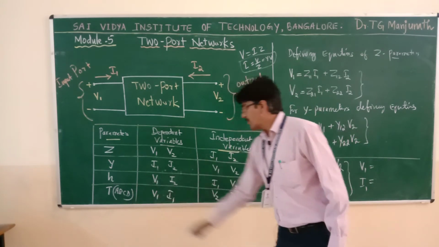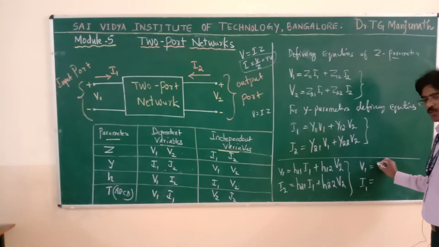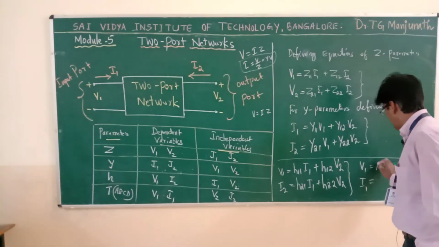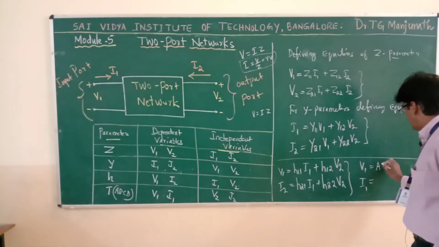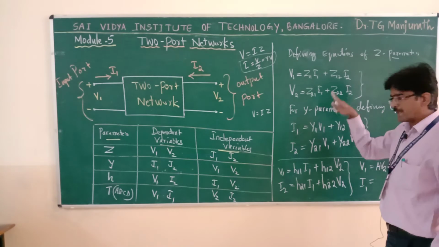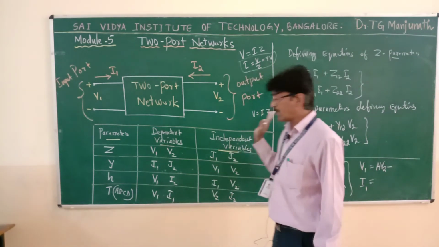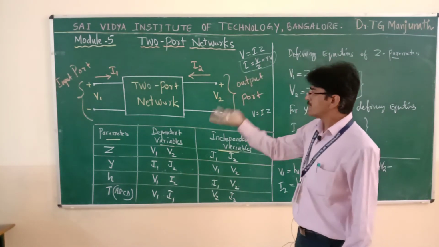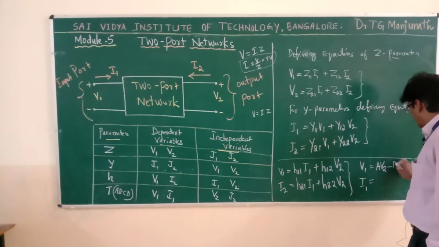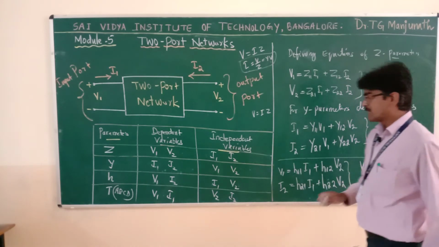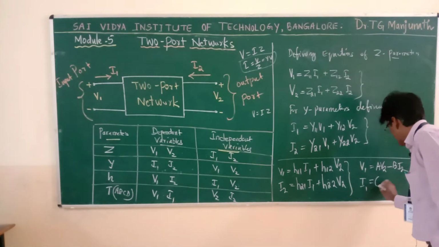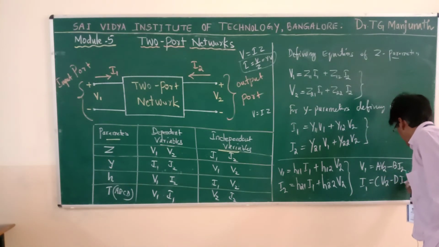Here, very important, we are going to use the coefficients as A, B, C, D. A with V2 first, then minus. All parameters you are taking plus, only for this you should take minus. This is how it is defined; I am not defining it, it is defined. So V1 equals AV2 minus BI2. Similarly, I1 is equal to CV2 minus DI2.